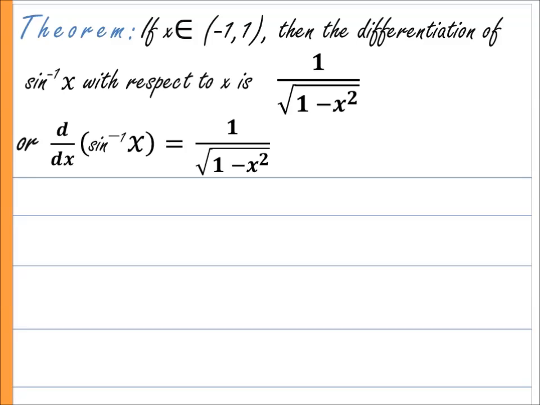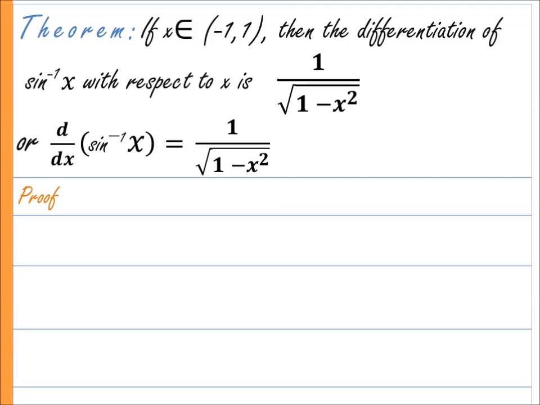As per this theorem, or this theorem states, if x belongs to the interval -1 to 1, then the differentiation of sine inverse x with respect to x is 1 upon under root 1 minus x square. Or in other words, the derivative of sine inverse x with respect to x is equal to 1 upon under root 1 minus x square for all x which belongs to the open interval -1 to 1.